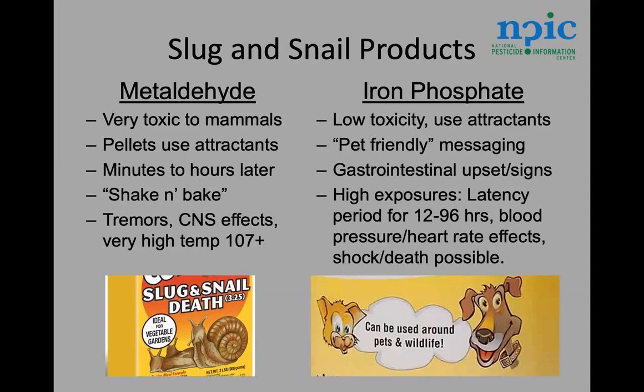Now, iron phosphate is low in toxicity. It does, however, also come in pelleted form and uses those same kinds of attractants, things that slugs and snails might find tasty, dogs also find tasty. It also created new pet-friendly messaging on a lot of the products. You can see that screenshot there, down at the bottom it says can be used around pets and wildlife. That is kind of the characteristic case I talked about before with risk messaging. In some instances, an individual saw the pet-friendly messaging and then saw their pet eating the pellets, and thought to themselves, I don't have to worry about it because it's fine for my pet.